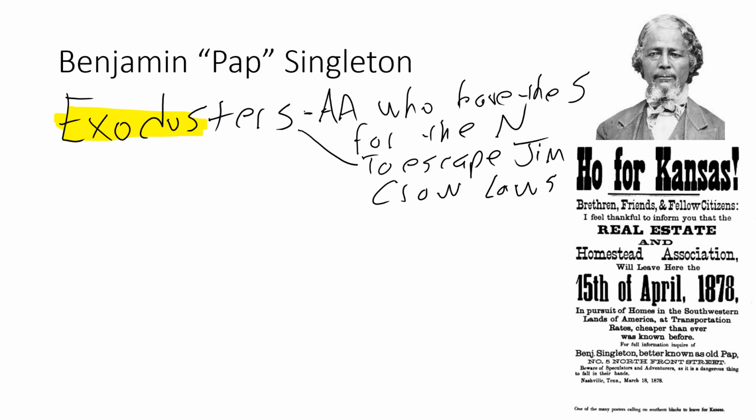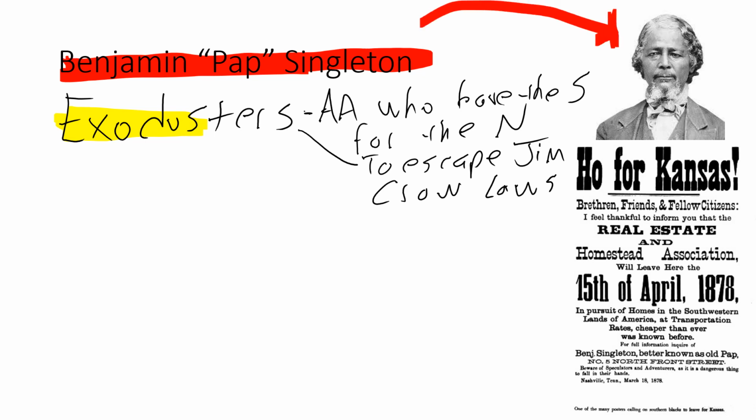So your Exodusters are going to be groups of African Americans who join together and leave. And you can't blame them. Life wasn't perfect in the North, but it was a lot better than these racist laws were in the South. The leader of these Exodusters is going to be this guy named Benjamin Pap Singleton. Pap was kind of his nickname, old Pap. This is Pap Singleton right over here, his picture. He's got a great goatee that he's rocking there. And this other picture on the side would have been a sign that Pap Singleton would have used to encourage people to move with him, to leave, to exodus. And we're going to talk about that.